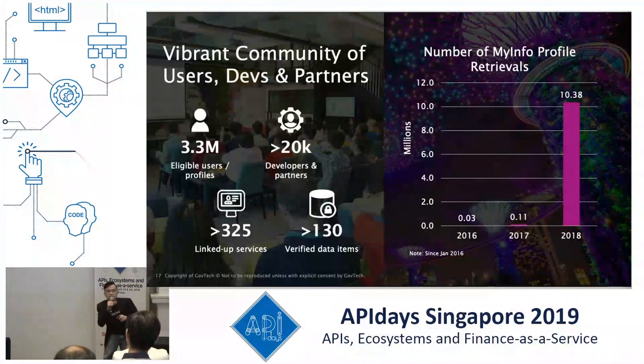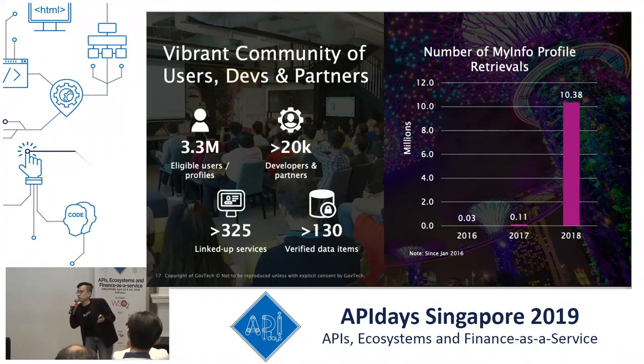Okay, some numbers. Here's a little bit of perspective of the scale of growth. We have actually over 3 million users in our user base. These are all the people that have SingPass enabled in Singapore, right? And all of them have MyInfo profiles. And including government and private digital services, we have more than 325 digital services that are already integrated with MyInfo today. And our number of verified data has grown a lot from 40 government verified items to 130 verified items. So we kind of tripled our number of data items that are government verified.